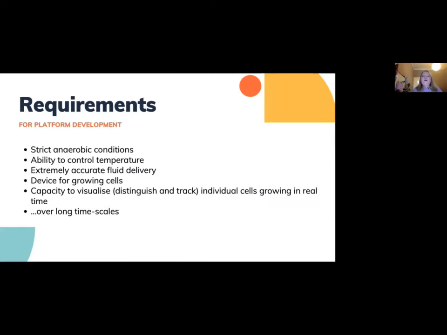So what we required for the platform development was strict anaerobic conditions, the ability to control temperature, accurate fluid delivery, a device for growing and holding the cells, and then the capacity to visualize, so to distinguish and track individual cells growing in real time and potentially over long timescales, because anybody that's worked with anaerobic organisms knows that their growth rates are slower typically.